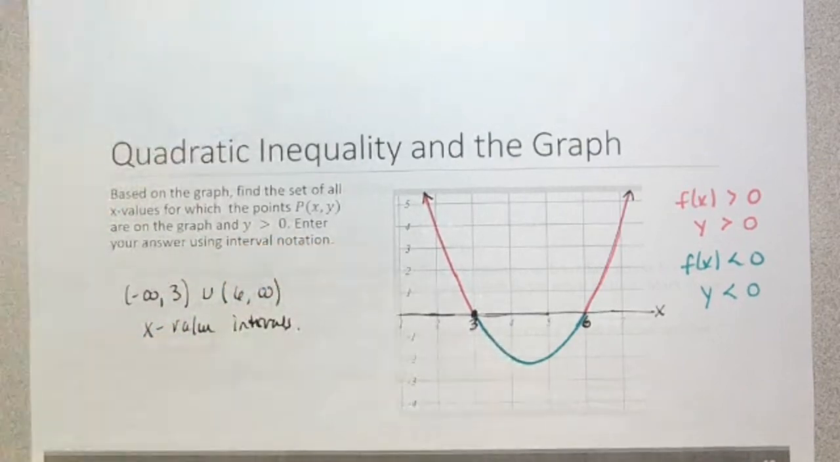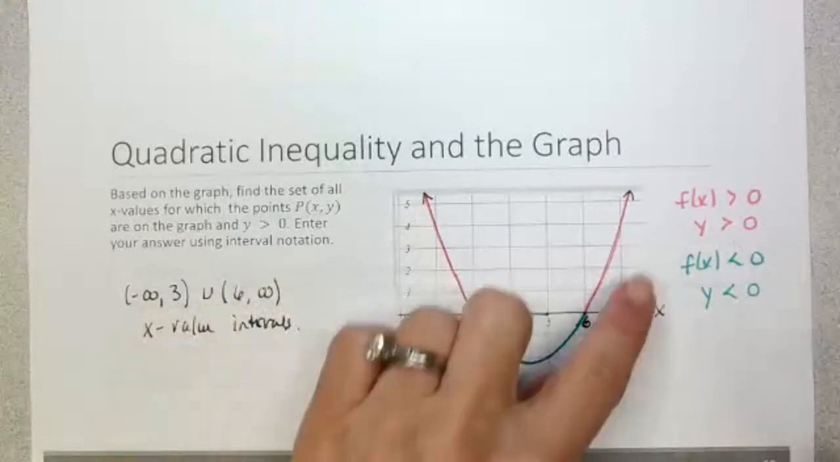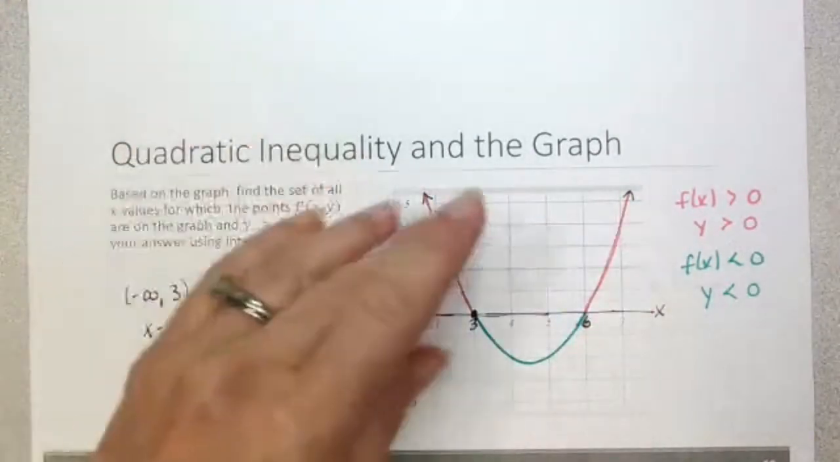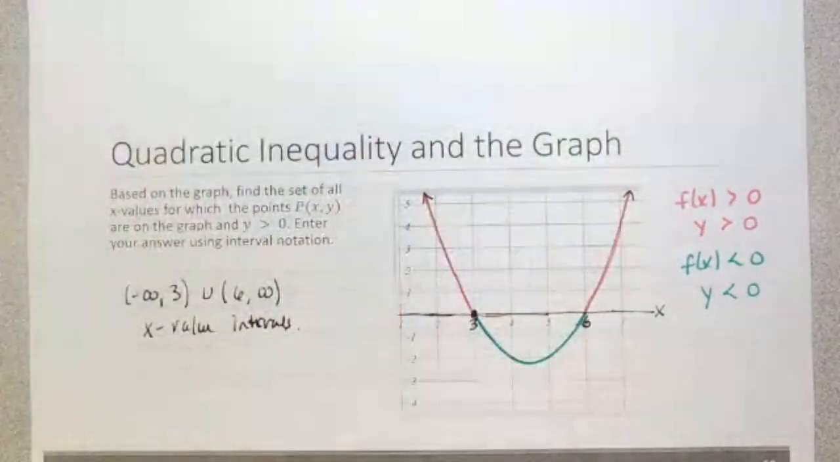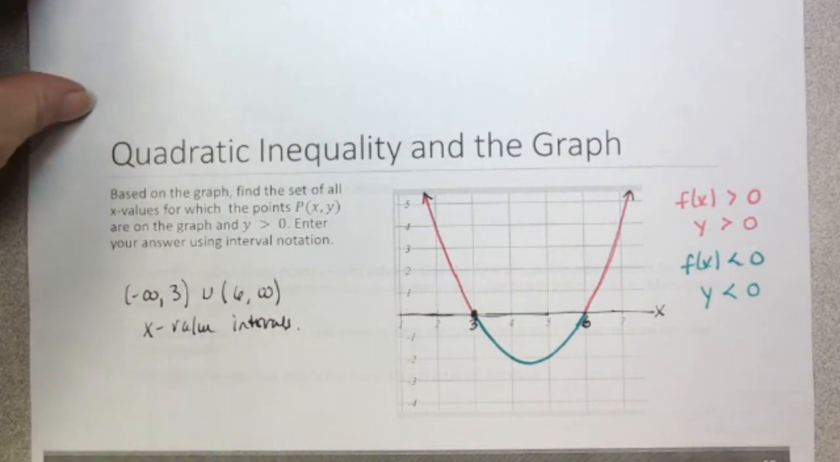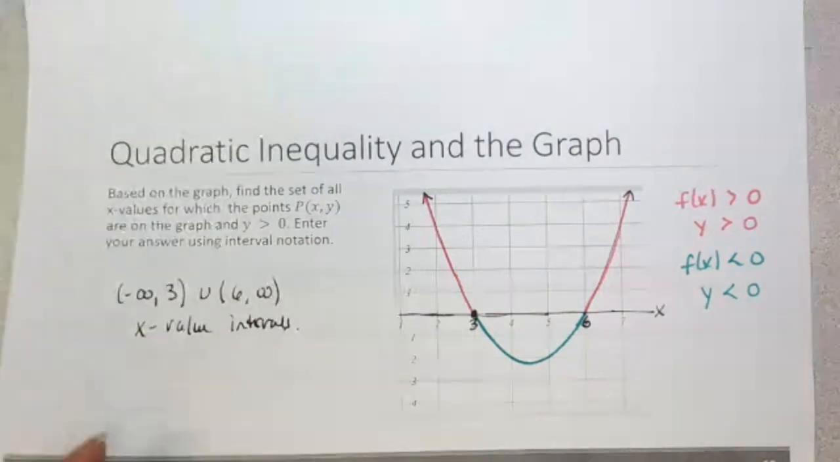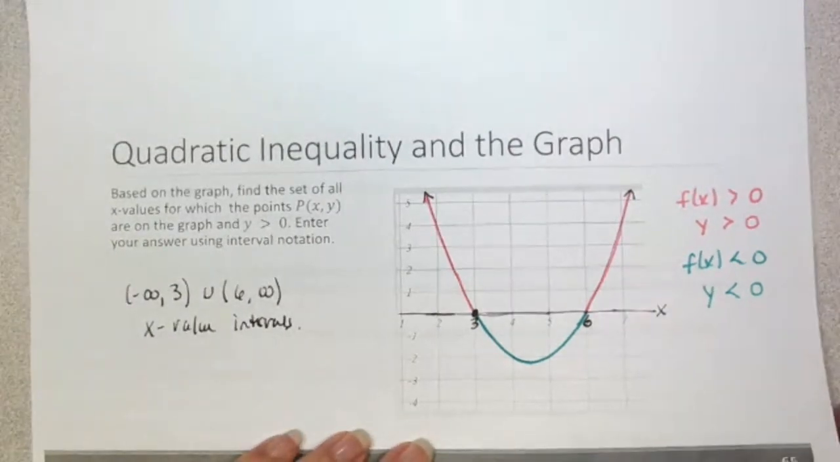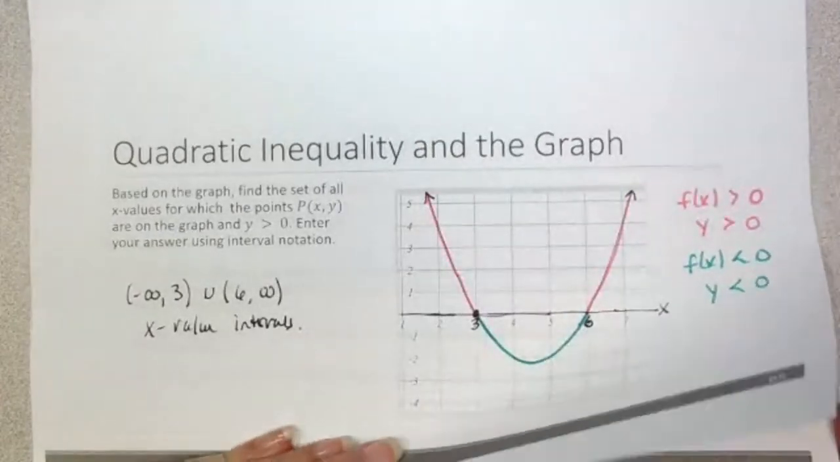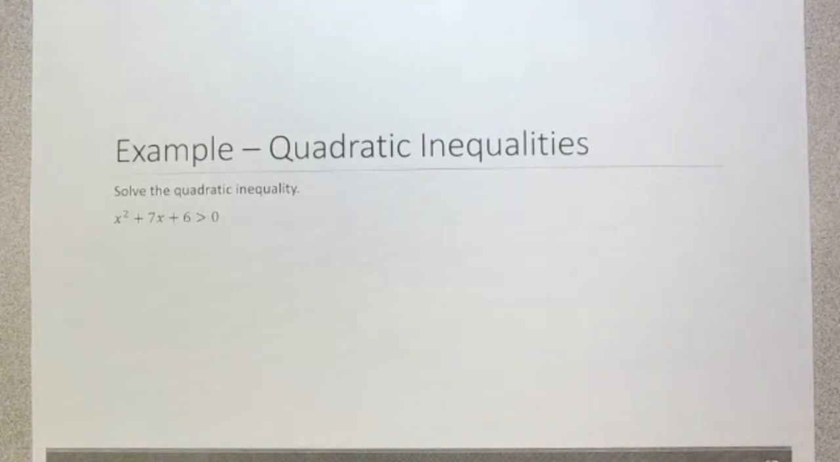All right, now that doesn't seem too bad, does it, when we have a function in its graphical form? We want to know what's positive, we go above the x-axis, what's negative is below. What if we had just the algebraic representation of this function? If we didn't have the graph, how would we go about solving the inequality? Well, let's look at another example.